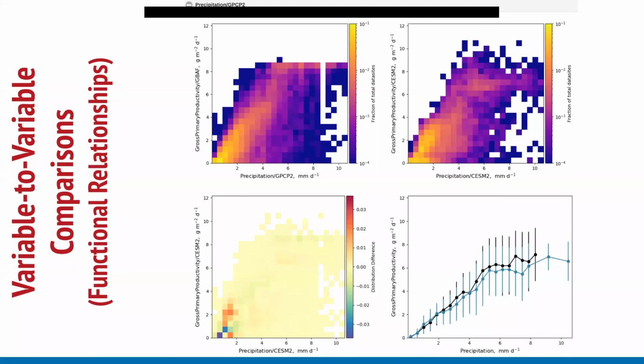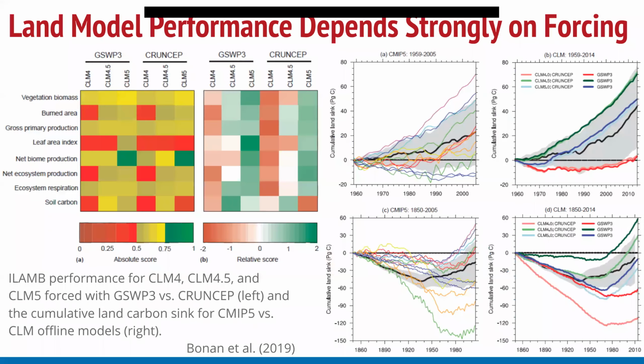Now, land model performance depends strongly on the forcing variables that feed the model. So in this comparison of CLM4, 4.5, and 5, we're forced with two different sets of forcing, and we can see that some model versions may perform equally well or within the uncertainty of the observations with one set of forcing, whereas another model may perform equally well with a different set of forcing. So it's important to keep in mind that how the models are forced and set up is as important as what the models do.